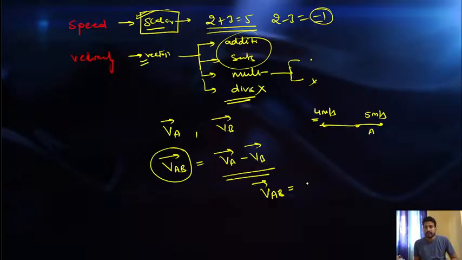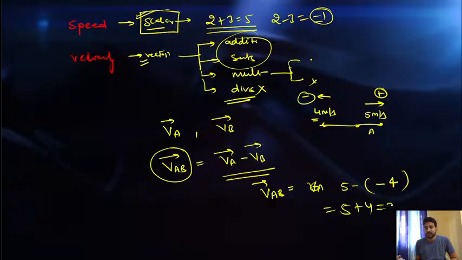Very simple. Velocity of A is 5 meters per second. And in vector quantities, we have to put a sign for the direction. This direction I assign positive and this direction I assign negative. So velocity of A is 5 minus velocity of B. Velocity of B is 4. This is the magnitude, but we are dealing with a vector quantity, so we need to put the negative sign here. So it is 5 plus 4, which is equal to 9. So this is the relative velocity of A.